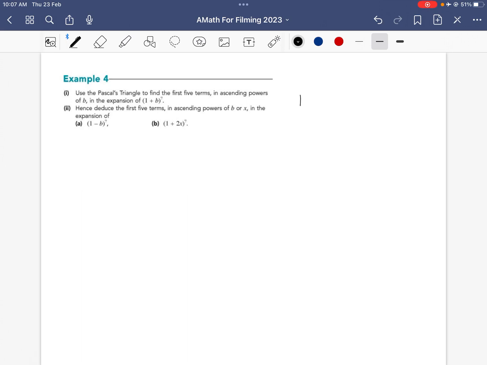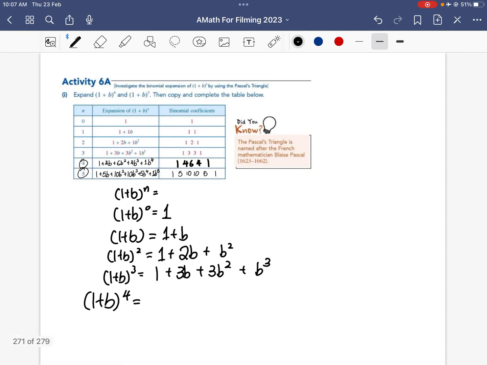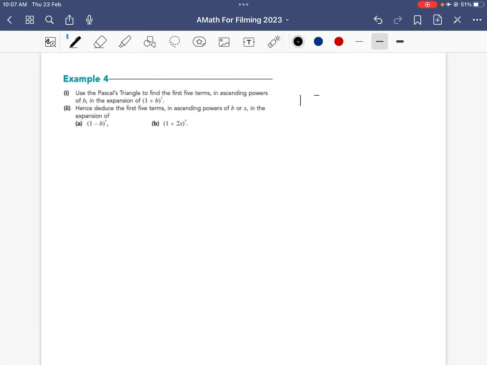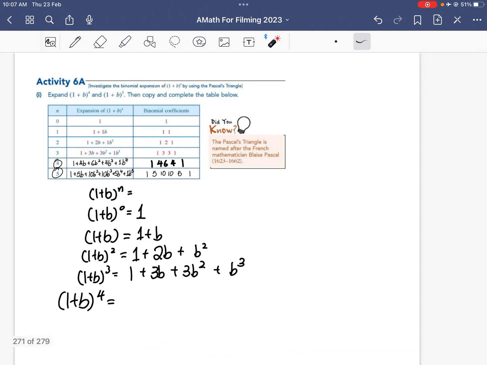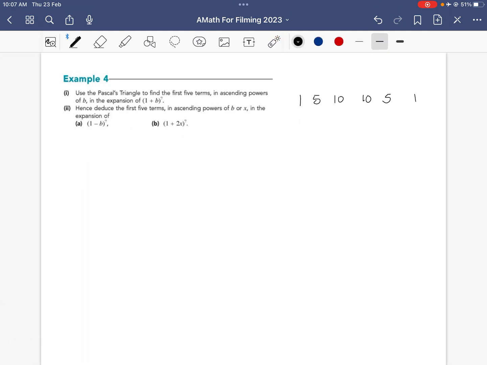So when n equals 5, from the previous table itself, I got 1, 5, 10, 10, 5, and 1. This is to expand (1 + b) to the power of 5. So this comes from the previous page over here. Now, for n equals 6, if I have my Pascal triangle, I get 1, 6, 15, 20, 15, 6, and 1. For the 7th level, I get 1, 7, 21, 35, 35, 21, 7, and 1.